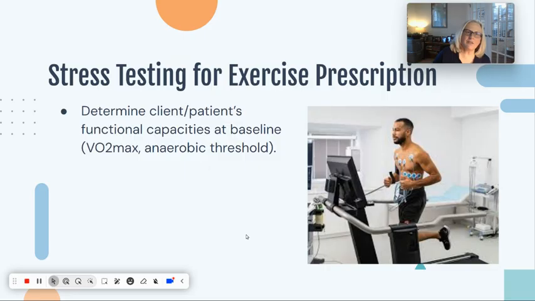All right, so stress testing for exercise prescription. This is what most of you are going to be using this for, I'm assuming, unless you go into the clinical setting like where I work. We're determining the client or patient's functional capacities at baseline. We want their VO2 max, their anaerobic threshold. We want all that stuff at baseline.